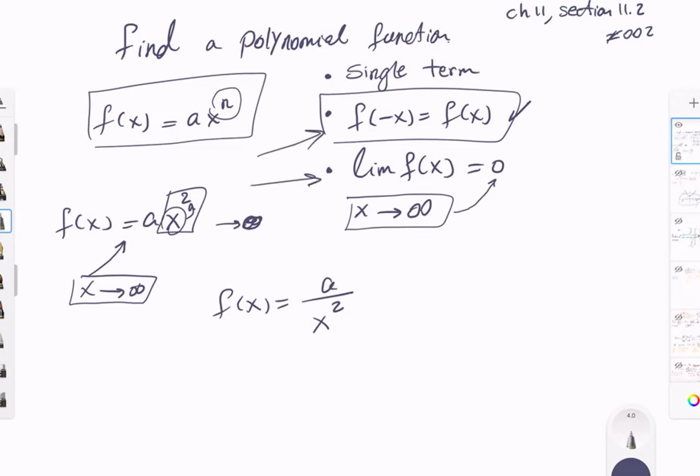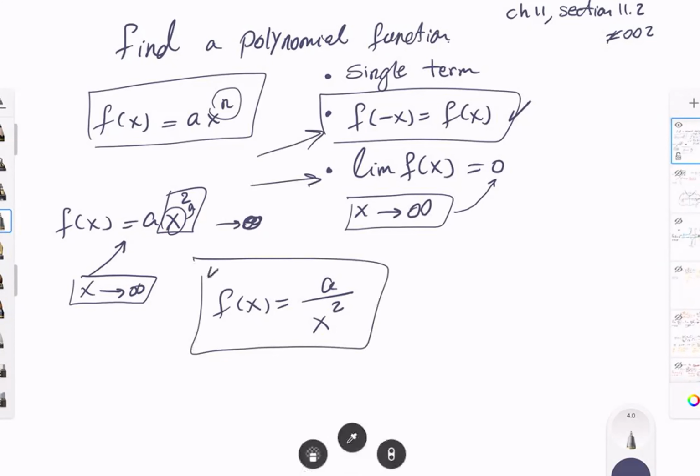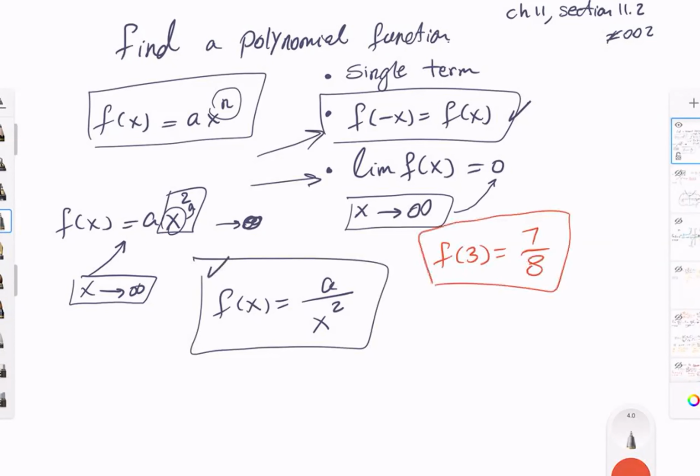So we try. So therefore, x should be on the denominator. So far should be something like this. I picked x squared, but you can say x to the power 4. That's fine as well. Also, we have one more condition. They said f of 3 equal to 7/8. So with this information, we are able to solve for a.